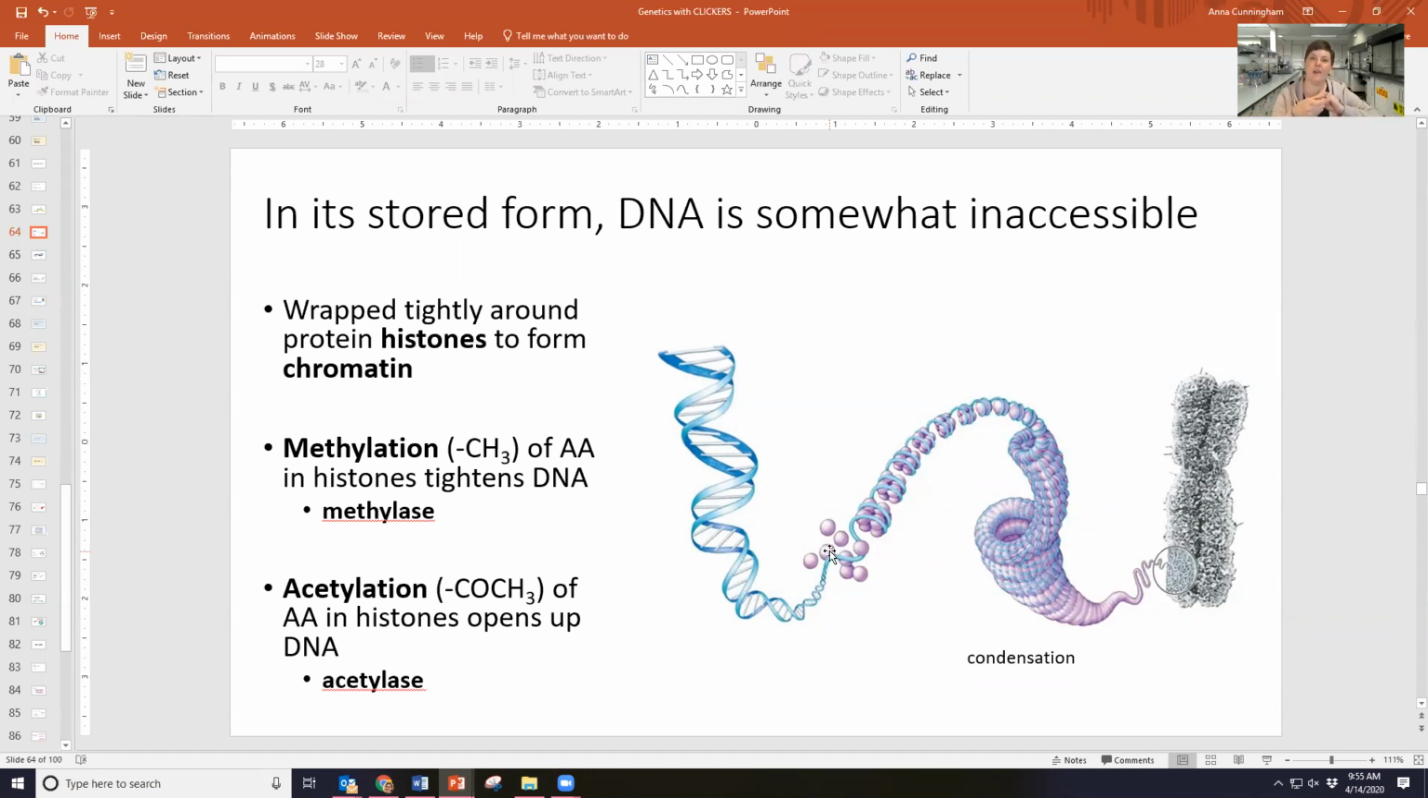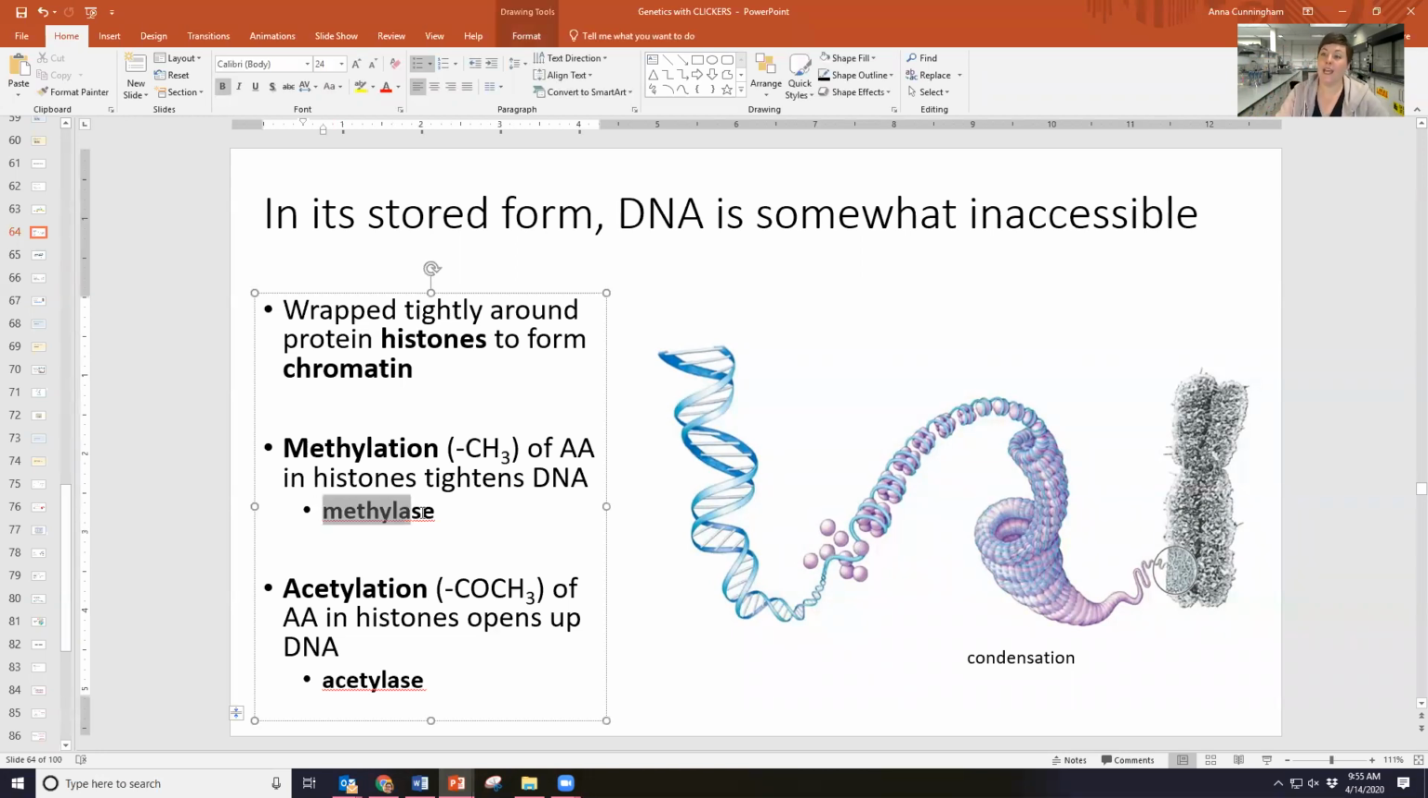We can add or remove those methyl groups on the histones, and we do that with an enzyme called a methylase. If we need to take DNA and condense it into chromosomes, a methylase will go through and add methyl groups to those histones, and it'll cause the DNA to wrap tightly. So that's how we condense it.